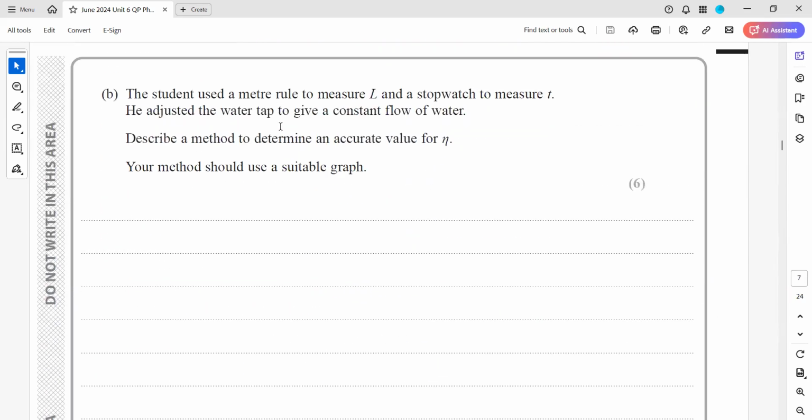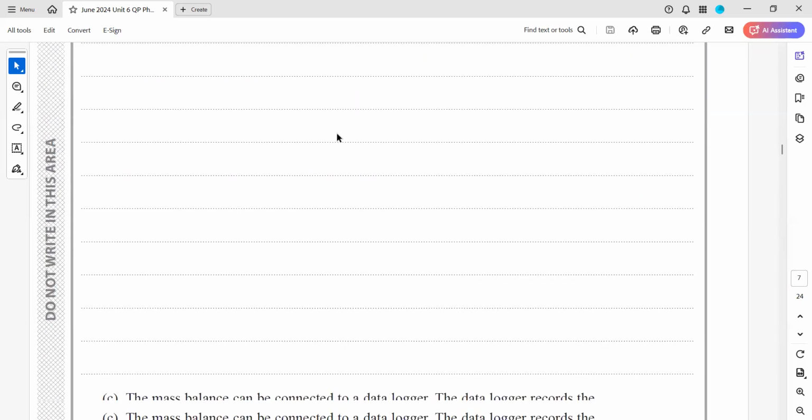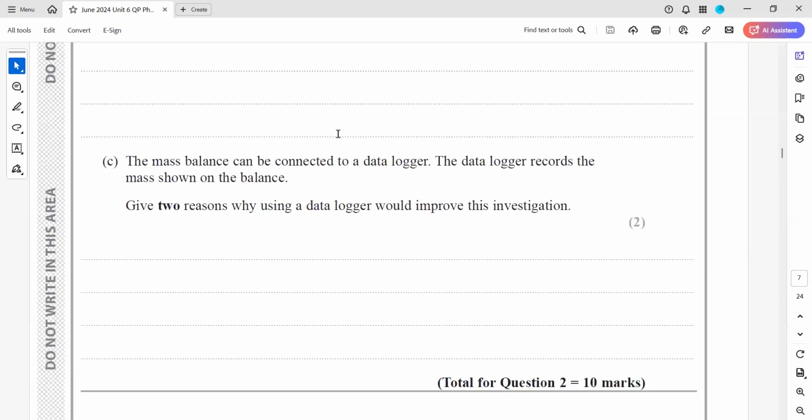Then a student uses a meter rule to measure L and a stopwatch. This we did. A mass balance is connected to a digital data logger. The data logger records the mass shown on the balance. Two reasons why using a data logger will improve the experiment. This is a common question.